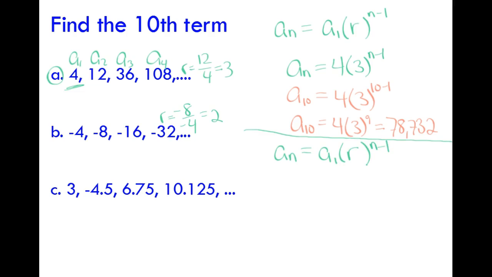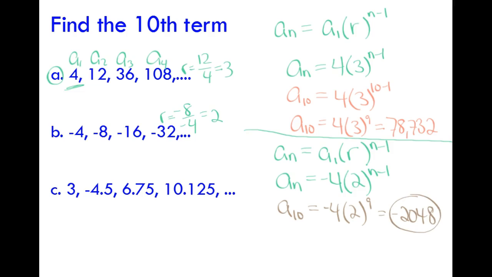I'm going to fill in what I know. Leave a of n. The first term is negative 4. The rate is 2 to the n minus 1. There's my explicit formula. Now I want to be specific. So I'm going to say a of 10 equals negative 4 times 2 to the 9. I'm just going to skip a step there. And again, we'll need our calculator for this. And mine says negative 2,048. So these are our 10th terms.